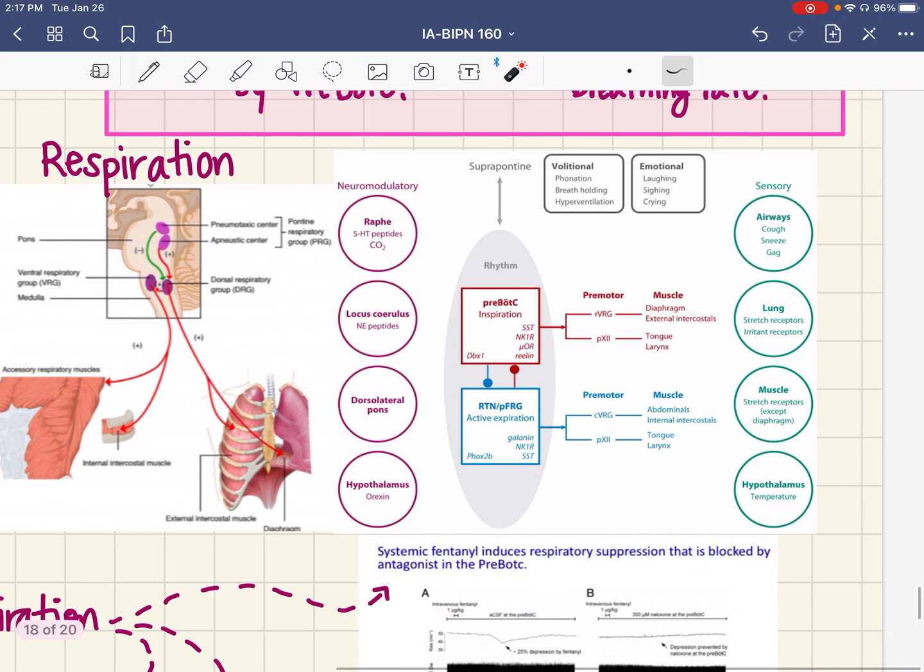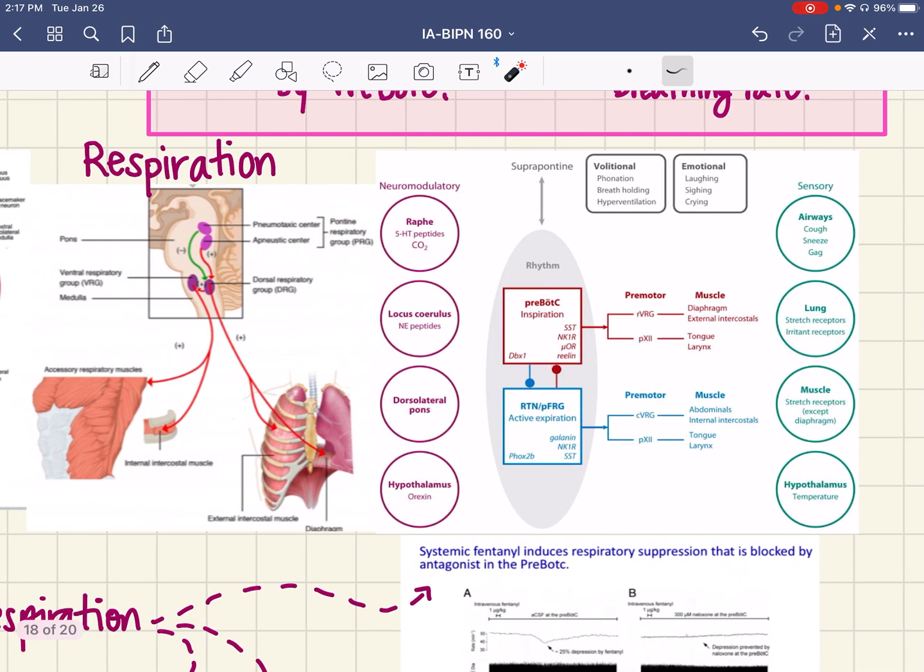The pre-Botzinger complex is in the medulla, right? And as I said, it takes care of respiratory rhythm, so it sets the respiratory rhythm. You can think of the pre-Botzinger complex as an area in the medulla that is needed for somebody to breathe. So if the pre-Botzinger complex is inhibited, then the individual, or the mouse, if you're doing mice studies, will eventually stop breathing.